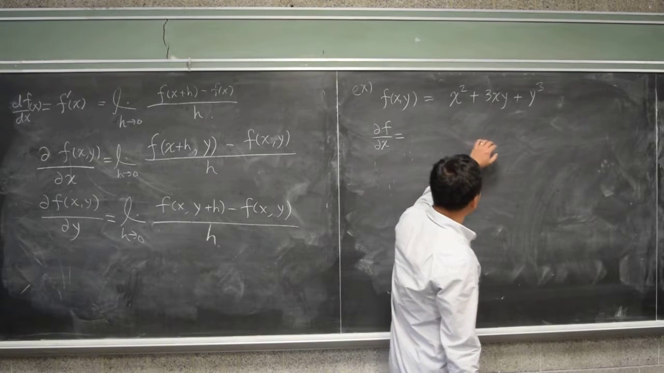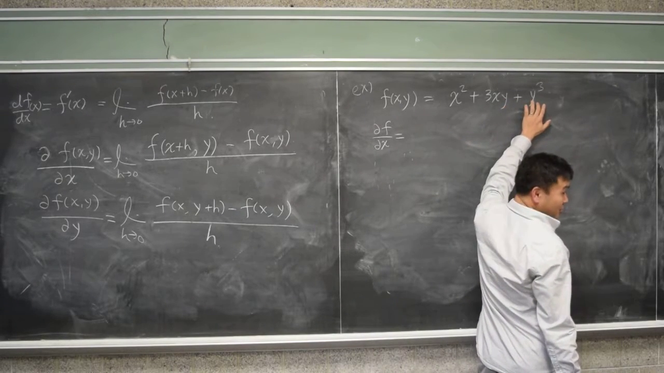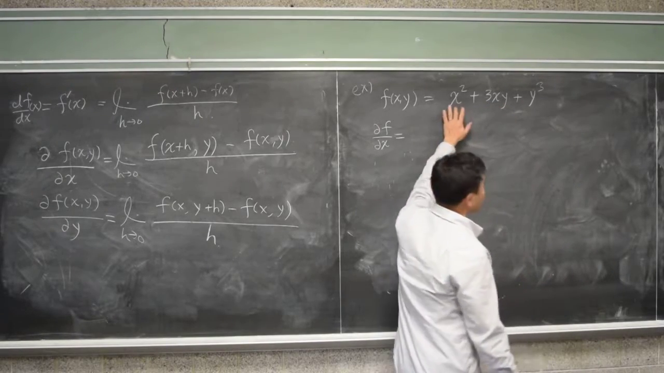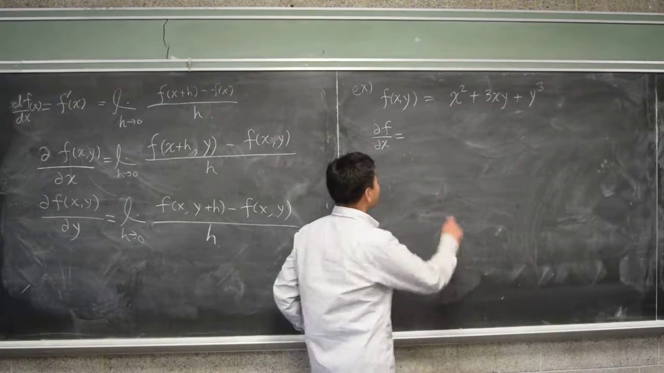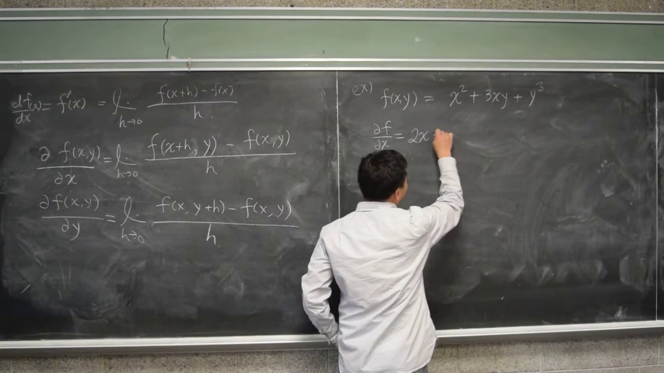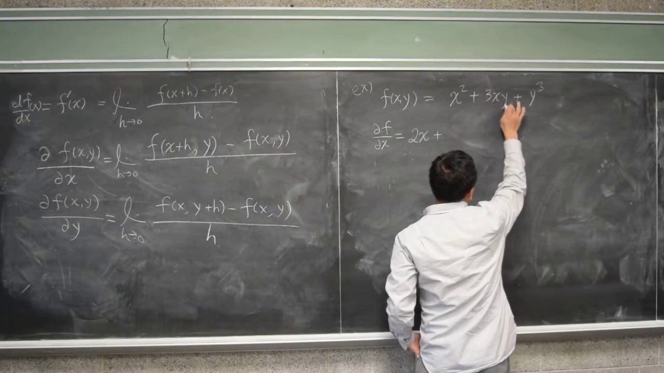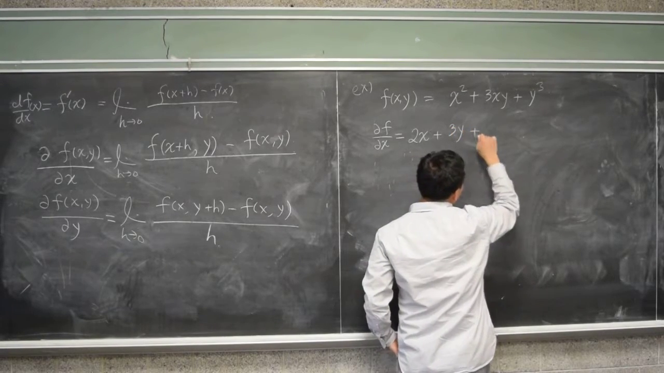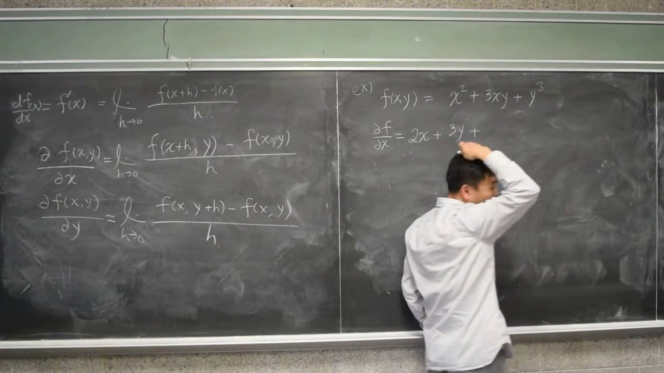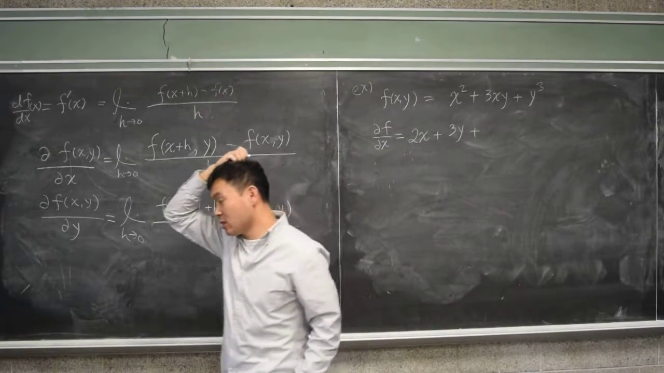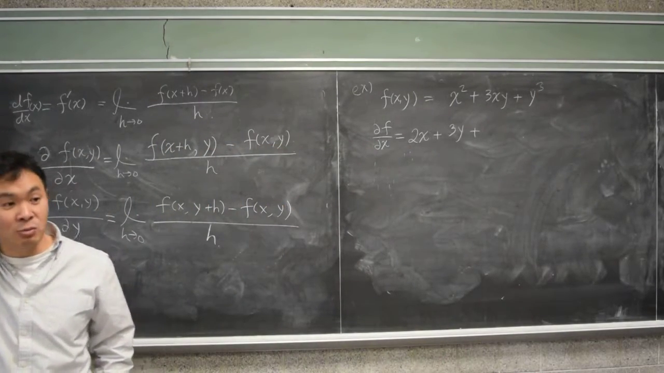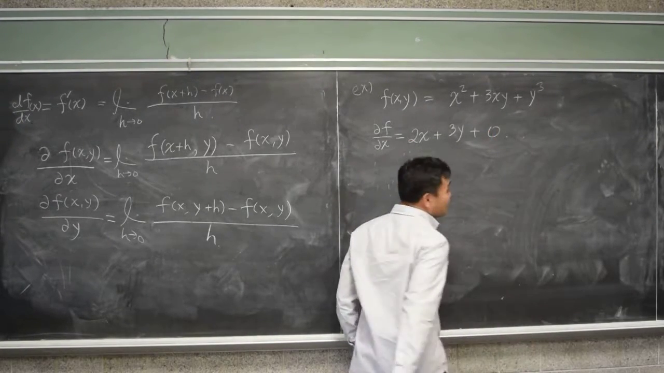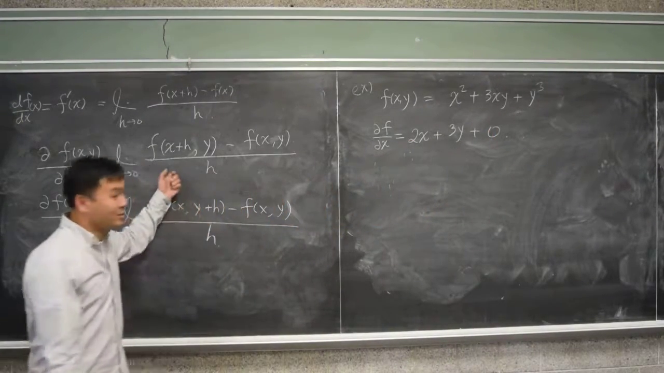It's like considering y as a constant, and you're just differentiating by x. So if you differentiate x squared, it's 2x. That's nothing surprising, right? If you differentiate 3xy, you're differentiating this by x, so it's 3y. And if you differentiate y cubed, you're considering y as a constant. Therefore, if you differentiate it by x, what would you get? 0. This is what you will get if you did this limit.